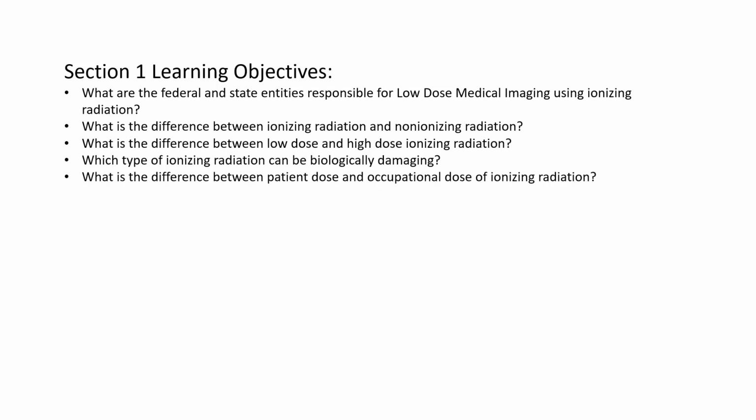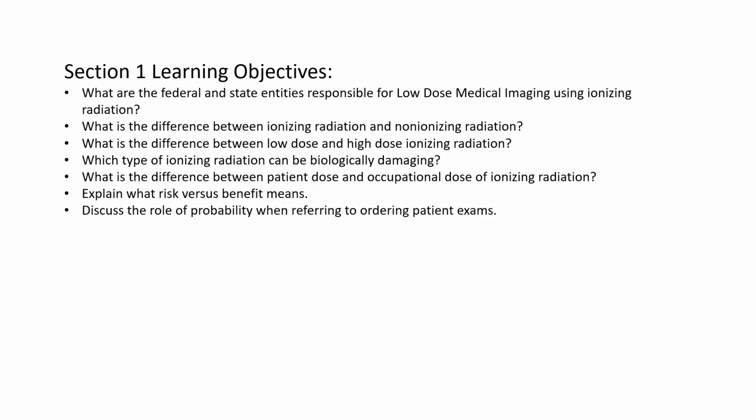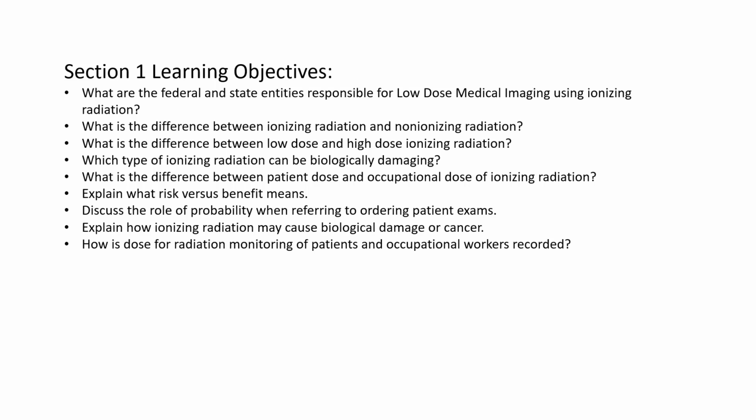What is the difference between patient dose and occupational dose of ionizing radiation? Explain what risk versus benefits means. Discuss the role of probability when referring to ordering patient exams and safety. Explain how ionizing radiation may cause biological damage or cancer. How is dose for radiation monitoring of patients and occupational workers recorded?